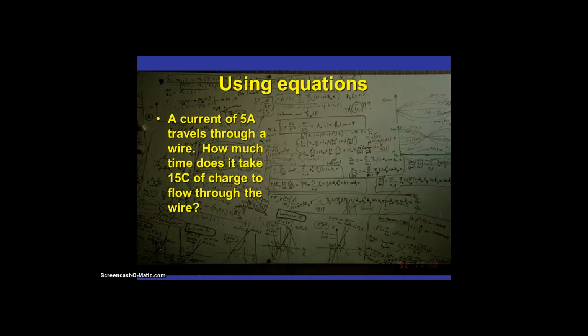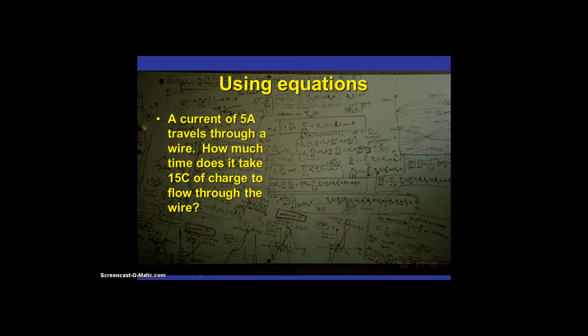And now here we can see the third example. In this third example, now remember, we're going to be dealing with a situation where the unknown begins in the denominator. So you'll see that extra step here. So here's our first sample problem. A current of 5 A travels through a wire. How much time does it take 15 C of charge to flow through the wire?